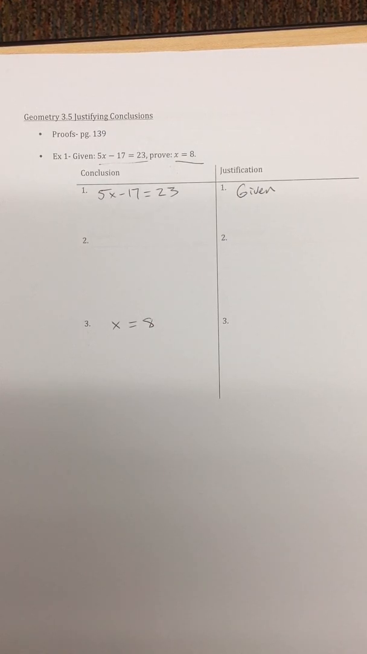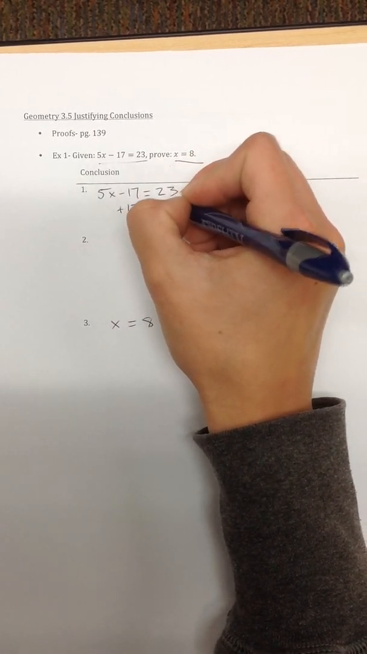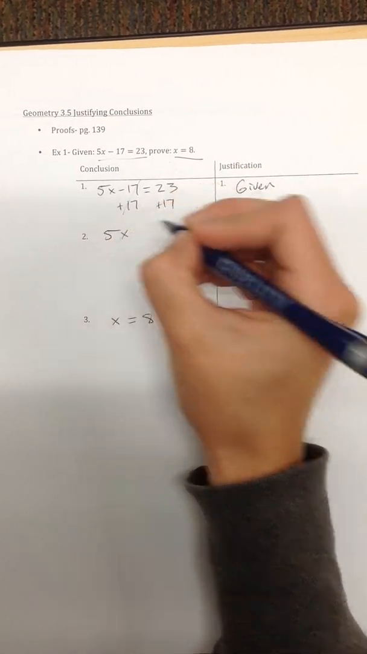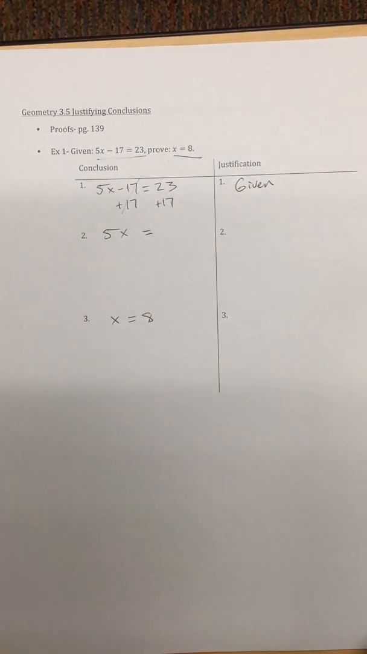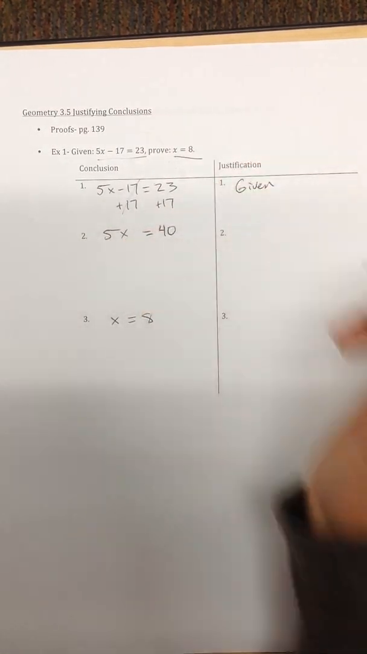Okay, so when I'm going to solve this equation, the first thing I'm going to do is get rid of subtracting 17. So I'm going to add 17 to both sides, because then that's going to go away, and I'm going to be left with 5x is equal to, and then if I do 23 plus 17, that would be 40.